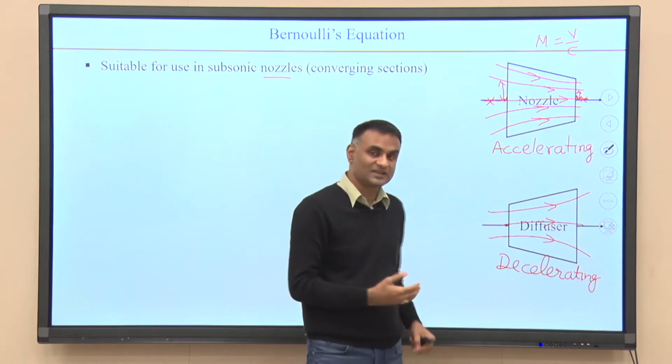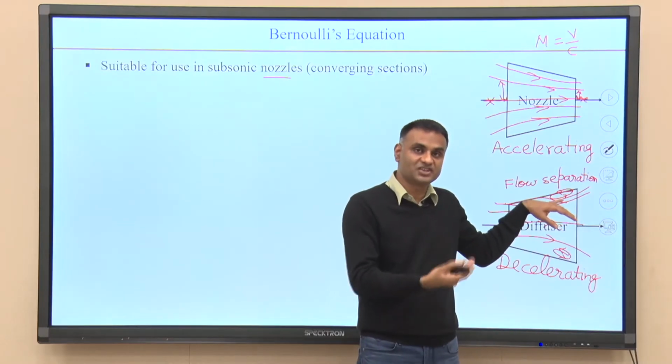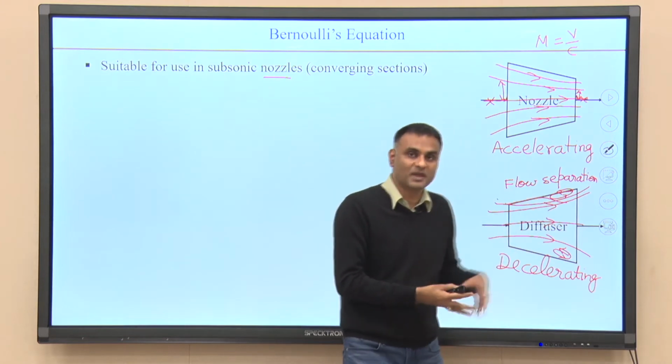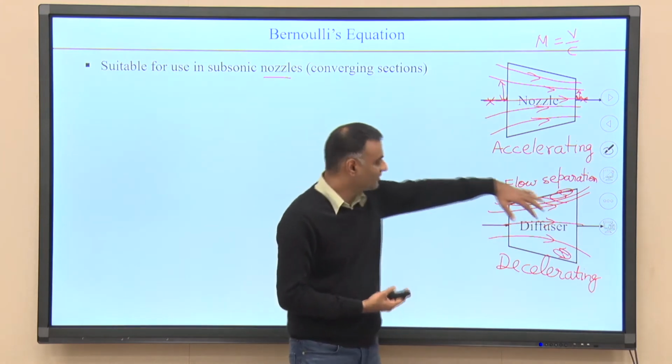When there is an increase in pressure, the flow may not always be attached, and you may see some recirculation happening near the walls. That means flow separation may occur, because when the flow moves in the downstream direction, pressure is increasing, and at one point the pressure may increase to such a value that the inertia of the flow cannot overcome the pressure gradient, and the flow does separate.